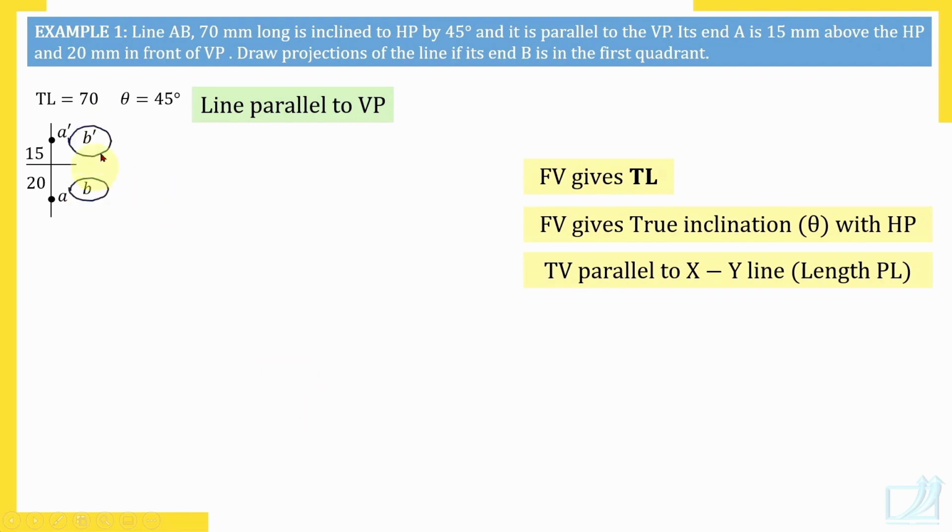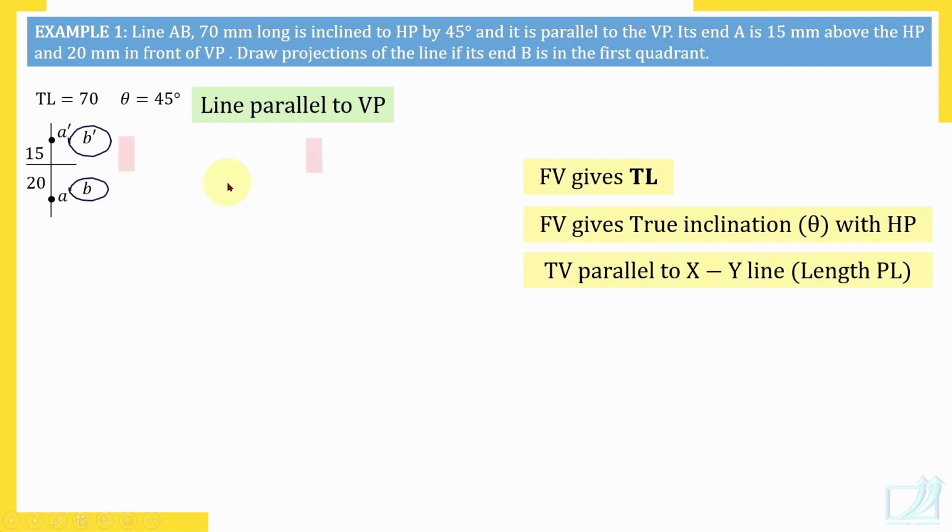B dash and B, their position is right now unknown. It is in first quadrant, that's all you know. But where exactly with respect to HP, VP, we don't know. Distances, we don't know. So that is why I have made this circle, meaning the confirmed position of B dash or point B, we don't know yet.